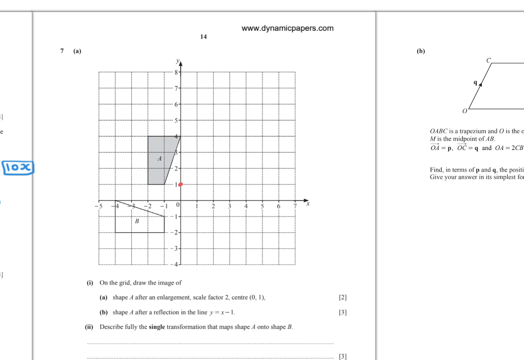So this is the image. Once you find one point, you can deduce the rest. Because scale factor 2 means this side 1 will be 2. And this side 3 up, so 6 up. This side 2 to the right, so 4 to the right. Now join. So this is the image by enlargement scale factor 2, center 0, 1.